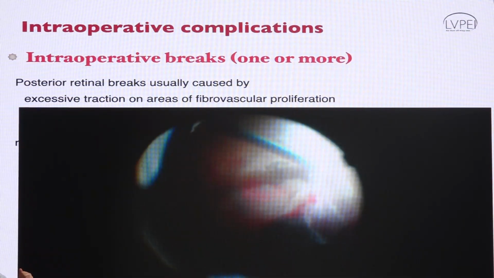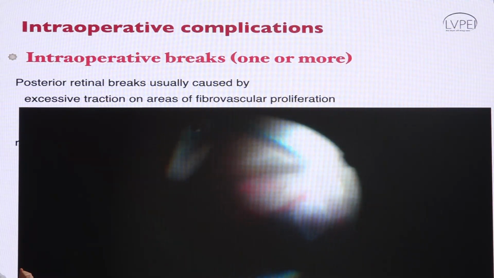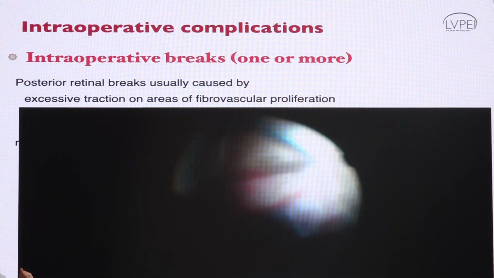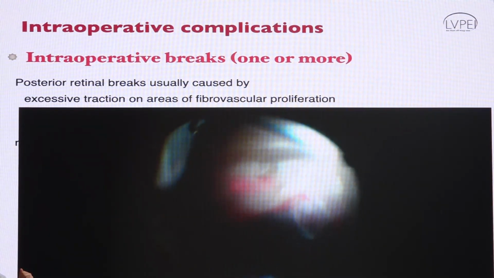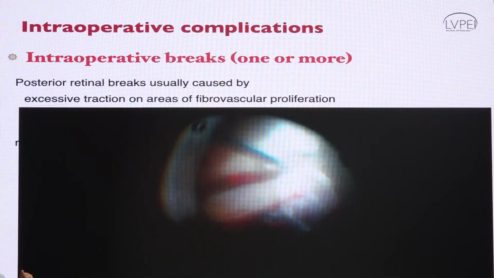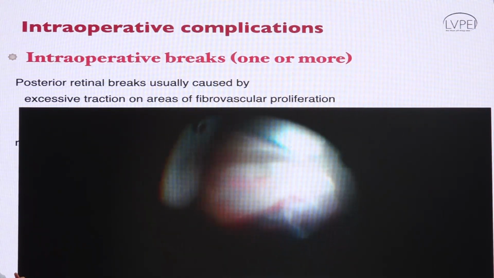Then as you're doing this bimanual dissection, instead of doing a blunt dissection, you use your cutter. If your plane is not right, you start using your cutter. You will see as soon as you remove the membrane, there's another hole sitting underneath it. See there. So you have to be careful about the direction of your cutter.